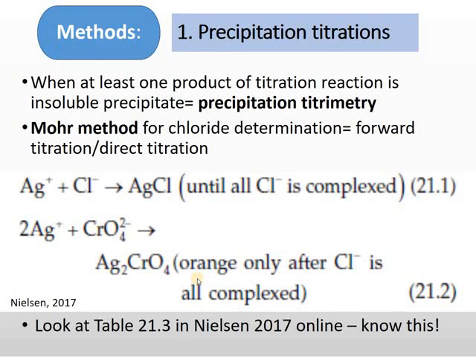Number two, your Mohr's method is actually used whereby the pH of the solution that's being titrated is usually around the alkaline pH between 6.5 and 9, and some textbooks will also tell you 10. So that will be the limitation or the conditions that are required for the Mohr.